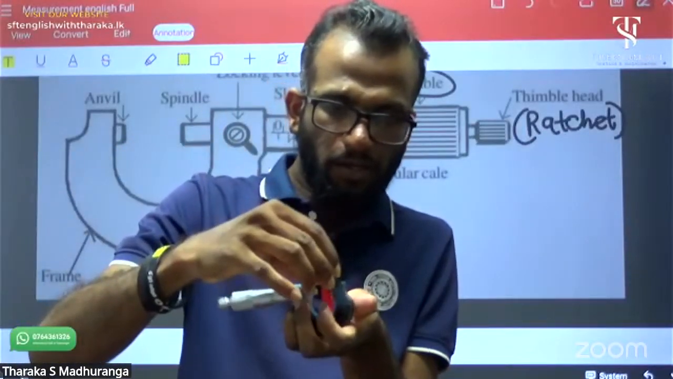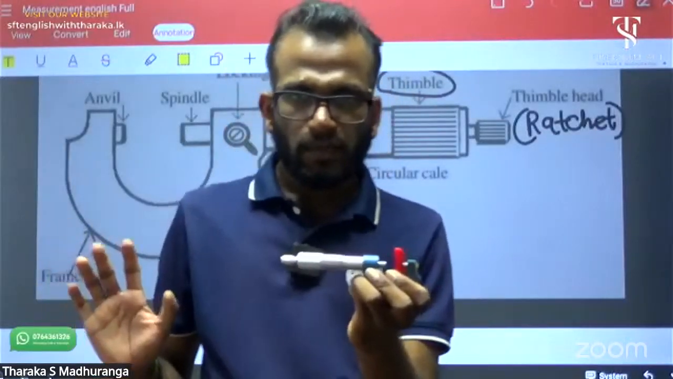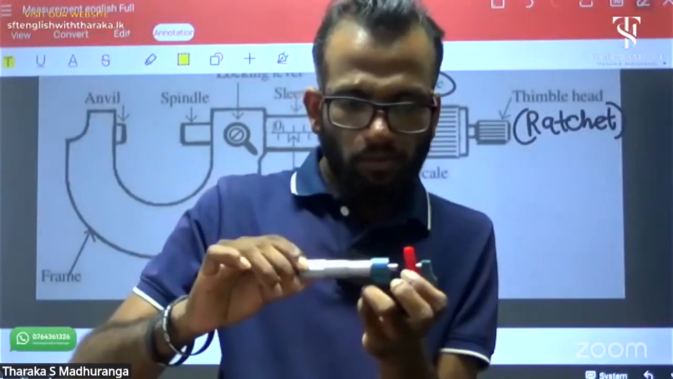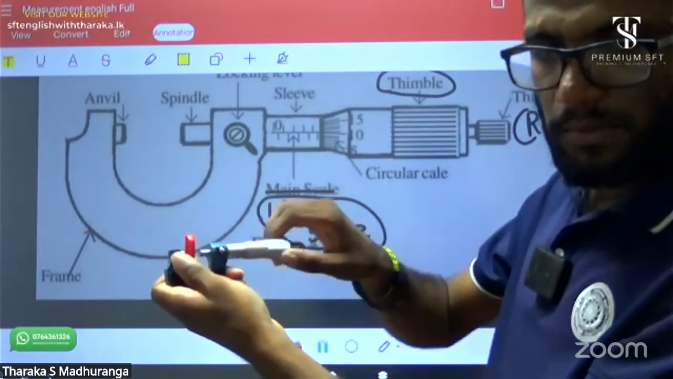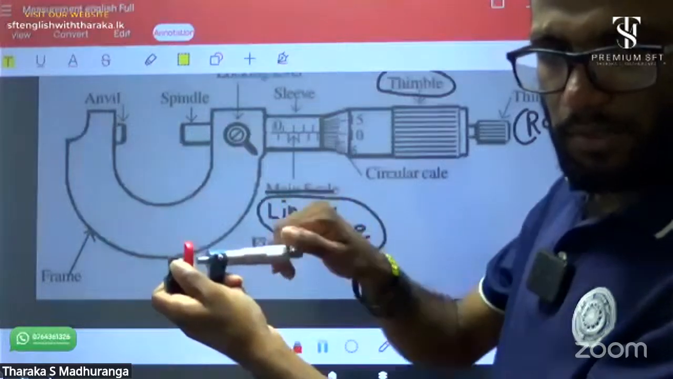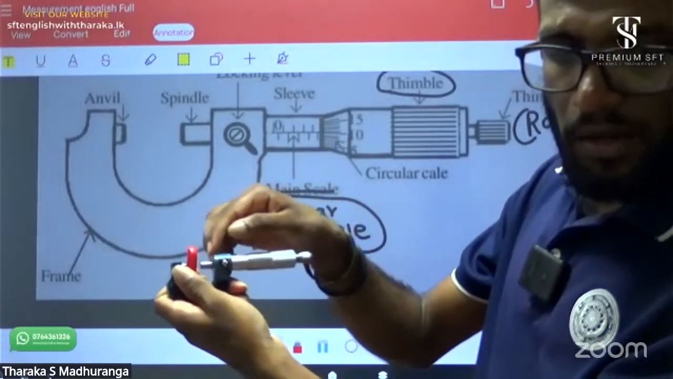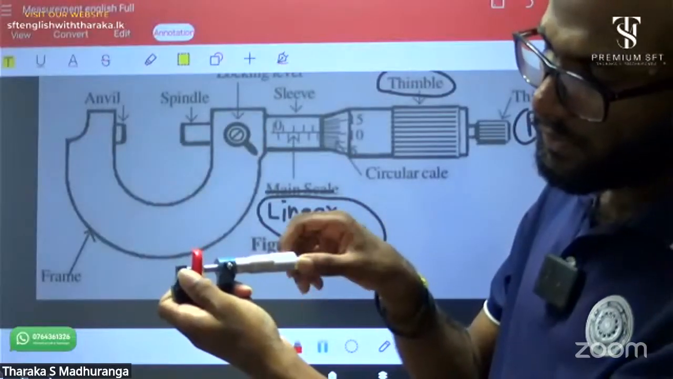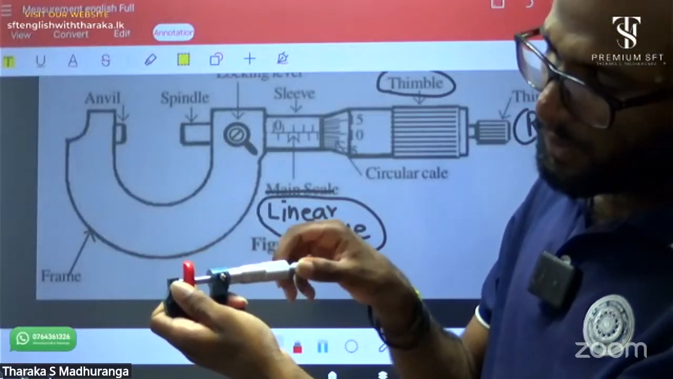First step, I need to place the object between the anvil and spindle. And I can start rotating by the thimble. While rotating, you can see the spindle come towards the anvil, right?